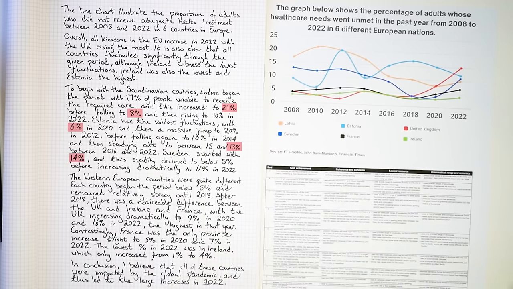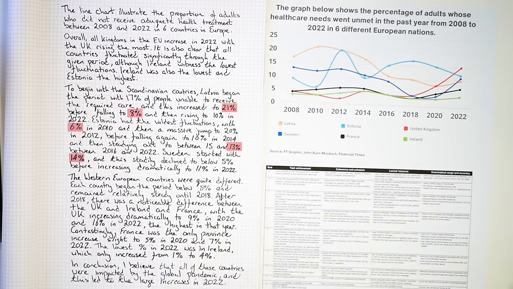And the important thing to remember here is you can see that there's not a huge difference between the band 6 paragraph and the band 8 paragraph. All we're doing here is just selecting the appropriate data, not making it shorter just to make it shorter, but selecting the most appropriate, the most significant, the most key data, reporting it accurately and using accurate grammar and accurate vocabulary to do so. But there's no dramatic changes as such.